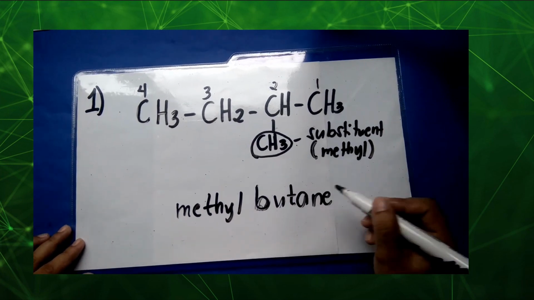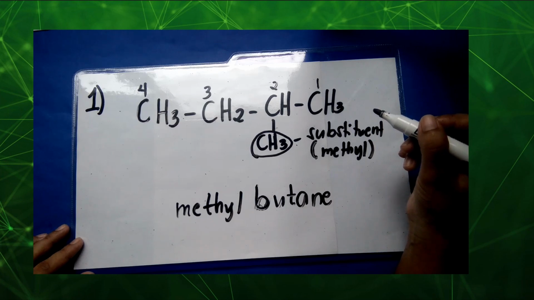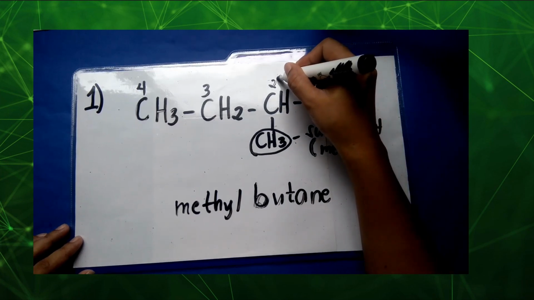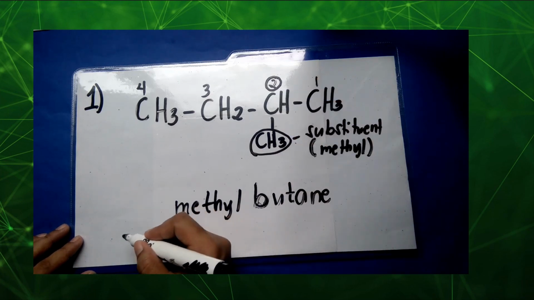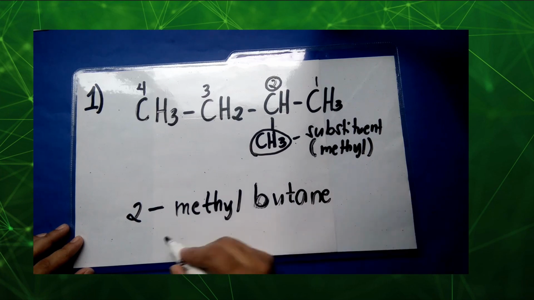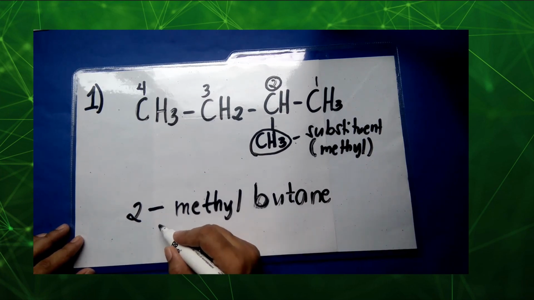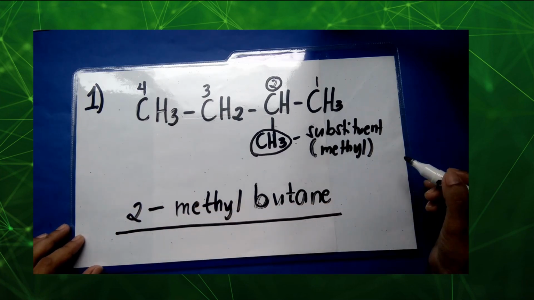Okay, next. Copy the number of the carbon atom where the substituent is connected. As you can see, the methyl here is connected to the second carbon atom. So we will place number 2 here, separated by a dash, because a number and a letter or a word should be separated by a dash. So, the name of this branch chain alkane here is 2-methylbutane.